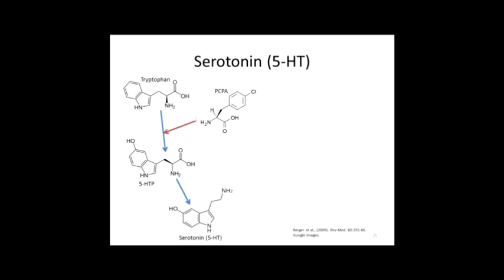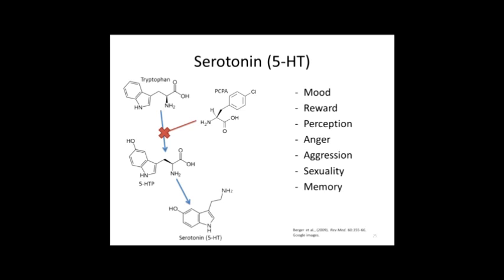For my serotonin experiments, serotonin is synthesized from the amino acid tryptophan into 5-HTP, which I used in my experiments, and into serotonin itself. The enzymatic inhibitor I used, PCPA, inhibits tryptophan hydroxylase at this step here. Serotonin is related in humans to mood, reward, perception, anger, aggression, sexuality, memory, and attention. It's obvious that serotonin is a very pervasive neurotransmitter and has an effect on many different things in the body.